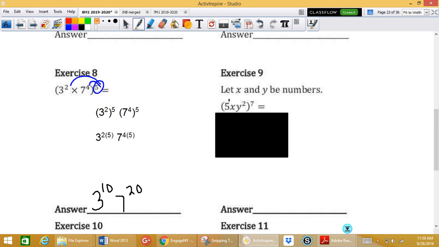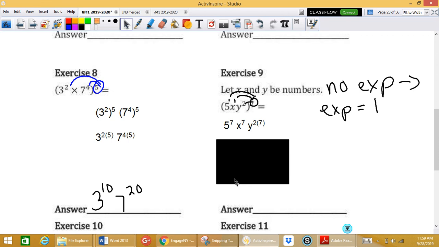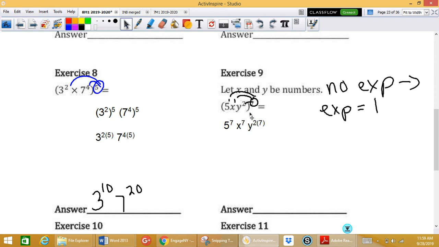So now, remember, if there's no exponent, no exponent means that the exponent is equal to 1. So there's no exponent with the 5 or the x. So this 7 is going to have to go to the 1 there, to the 1 there, and to the 2 there. So I'm going to have 5 to the 7th, x to the 7th, and y squared to the 7th. So my final answer is going to be 5 to the 7th, x to the 7th, and y to the 14th.